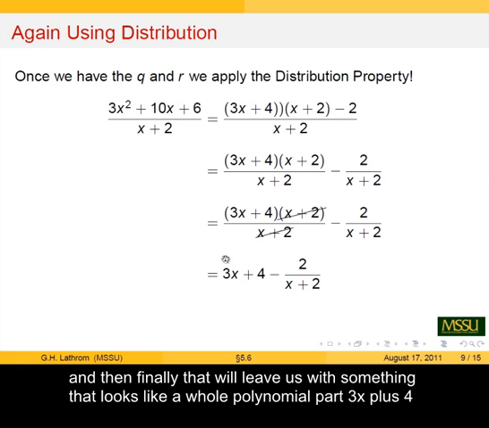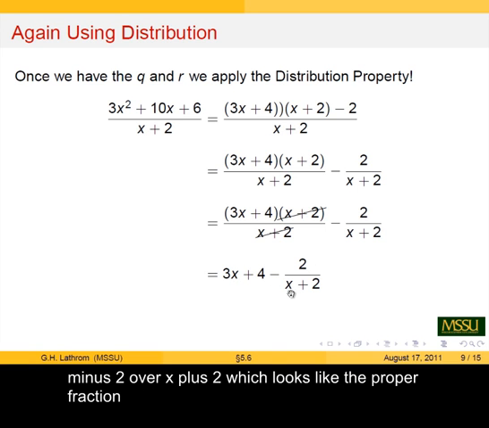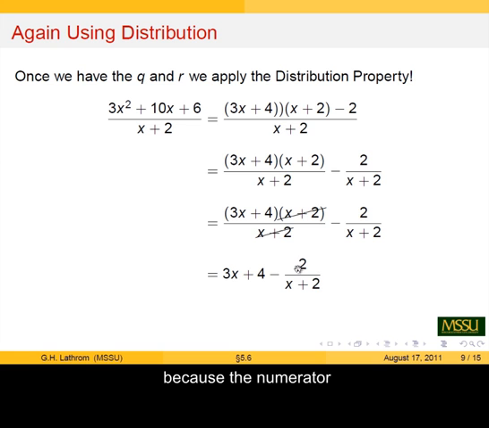And then finally, that's going to leave us with something that looks like a whole polynomial part, 3x plus 4 minus 2 over x plus 2, something which looks like a proper fraction. Proper fraction because the numerator is degree 0, denominator is degree 1. The denominator is bigger than the numerator.